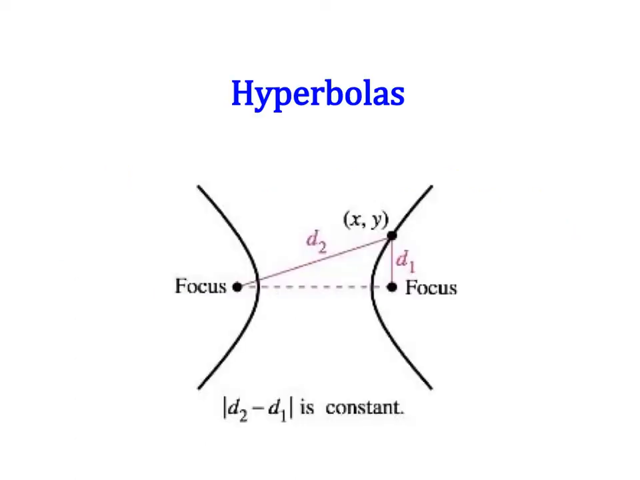So the formal definition of a hyperbola is a set of points represented by these two curves where, if you take the difference between D1 and D2, which is just the distance between your point and either of your foci, that difference, or the absolute value of that distance, is always going to be constant. So it's kind of similar to the definition of an ellipse, except for an ellipse, it was the sum of those distances that was constant. So here the difference of these two distances is always going to be constant.